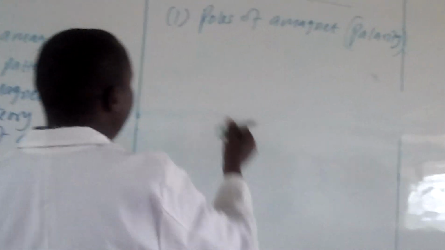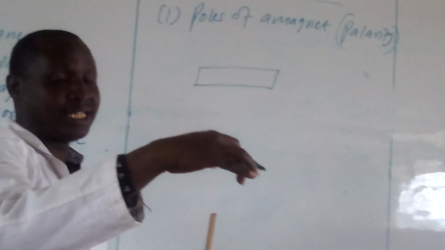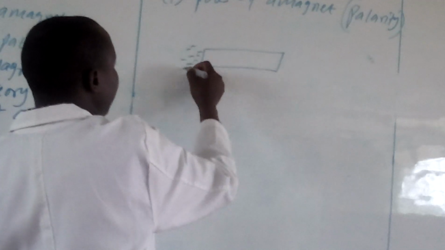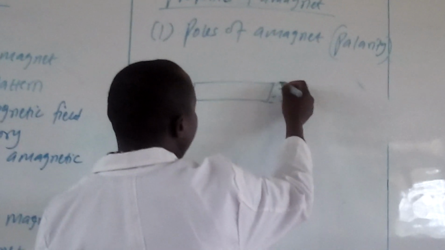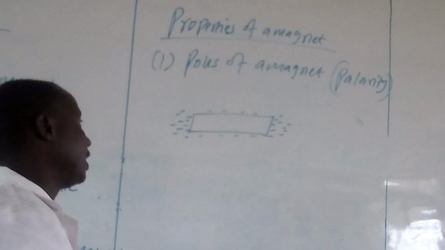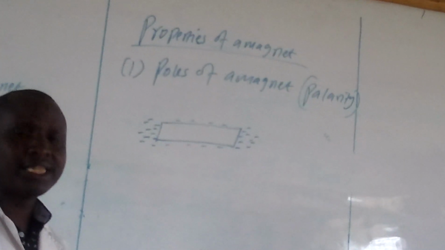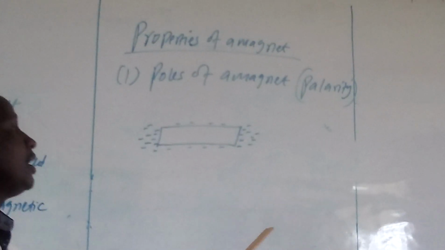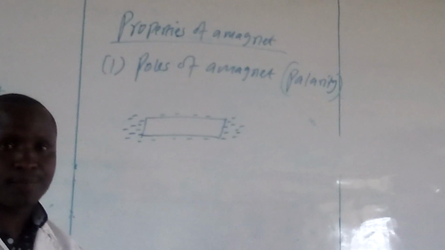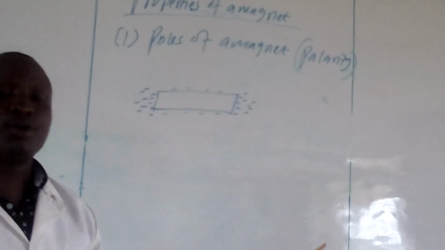Like this one now, this is a bar magnet, and you dip it into iron filings. You will find the iron filings cling mostly at the end here. We have many iron filings clinging at the end of the bar magnet, but only a few at the middle. So this point, the end of the magnet where the iron filings cling mostly, means the magnetic field at the end of that magnet is strong. So that point, which has strong magnetic attraction, we call the poles of the magnet.